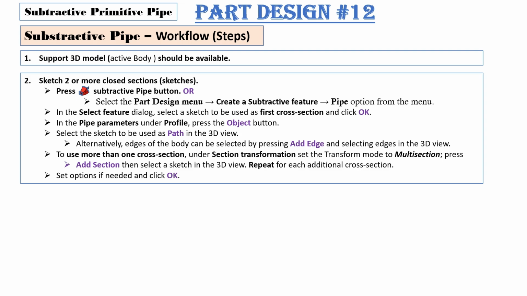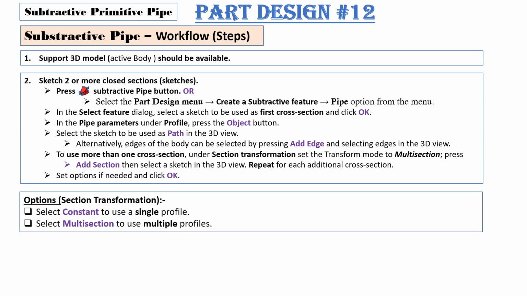Then, in the Select Feature dialog, select a sketch to be used as first cross-section and click OK. In the Pipe Parameters under Profile, press the Object button. Then, select the sketch to be used as path in the 3D view or from the tree. Set options like Constant or Multi-Section if needed and click OK.